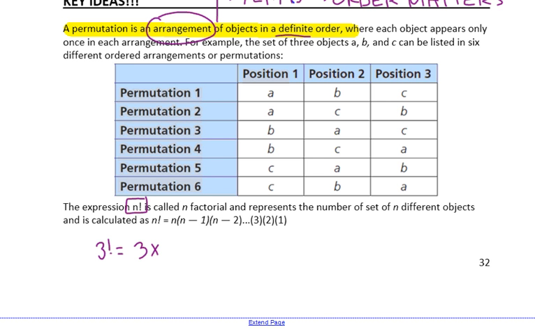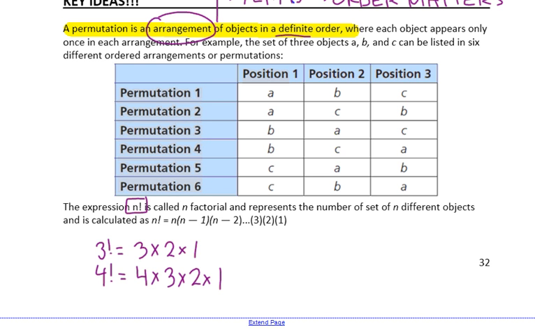3 times 2 times 1. That would be 3 factorial. Okay? 4 factorial would be 4 times 3 times 2 times 1. 5 factorial would be 5 times 4 times 3 times 2 times 1.